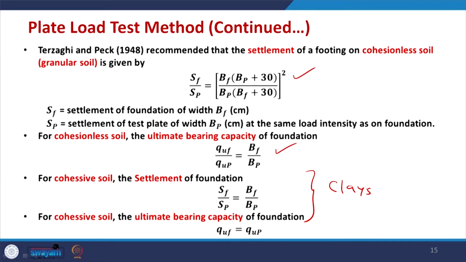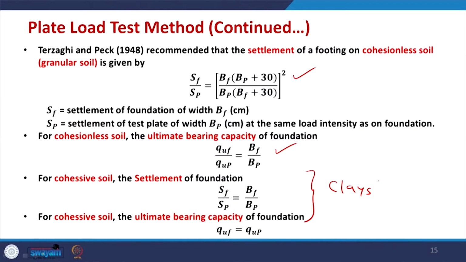So, what you have here for cohesive soils, the settlement of foundation is directly proportional to the width of the footing. So, you have on the right hand side the ratio of width of footing versus width of the plate, and then you can find the settlement. For cohesive soils, again the ultimate bearing capacity is the same as the ultimate bearing capacity of plate. So, there is no correction due to the width of the plate. However, this relation is not recommended for clays.